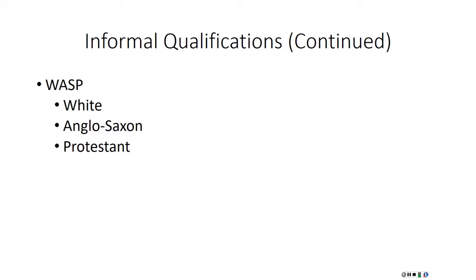More informal qualifications. Helps to be a WASP. And apparently WASP is a term that they are not using in school anymore for whatever reason. Yes, I am old, I know it. WASP helps to be white, Anglo-Saxon, Protestant. This helps get you elected.